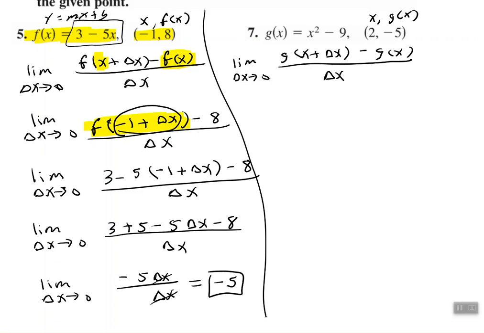I don't want to confuse you. That really should be c and g of c, but I'm just going to leave it like it is here.